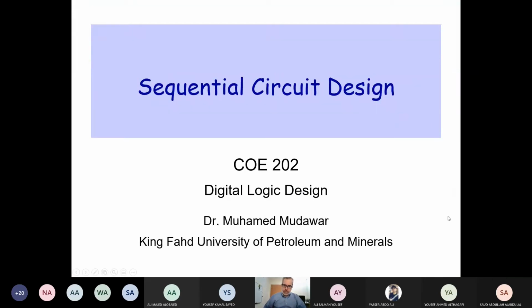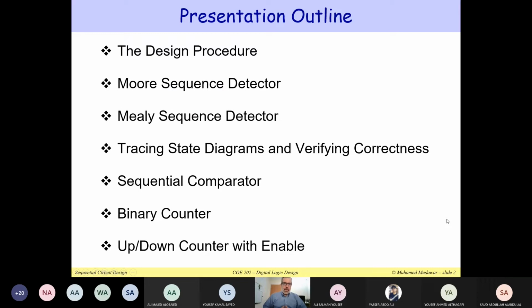Outline of this presentation. Okay, I'm going to talk about the design procedure, how we design a sequential circuit. I'm going to talk about sequence detectors. We'll see two different types, Moore versus Mealy, because we can design them differently. We are going to trace state diagrams as we have done before to verify the correctness of our design.